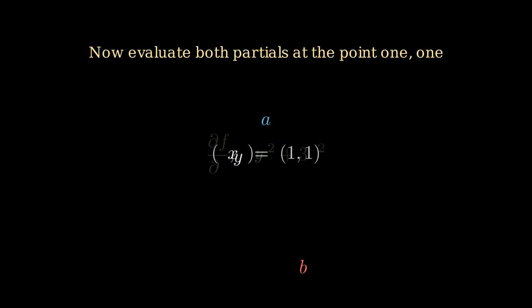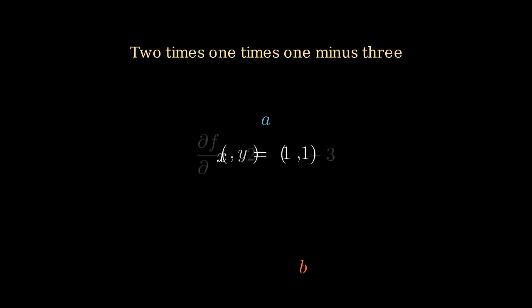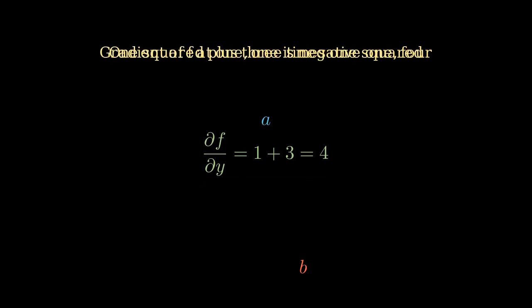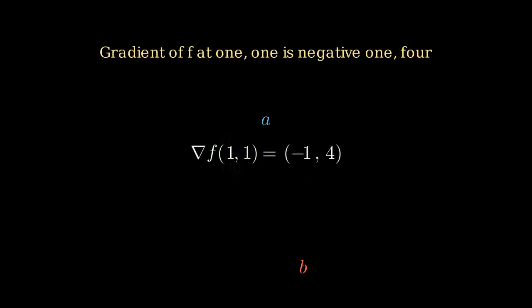Now we evaluate both partial derivatives at the point 1, 1. The partial derivative with respect to x becomes 2 times 1 minus 3, which is 2 minus 3 equals negative 1. The partial derivative with respect to y becomes 1 squared plus 3 times 1 squared, which is 1 plus 3 equals 4. So the gradient of f at the point 1, 1 is the vector negative 1, 4.